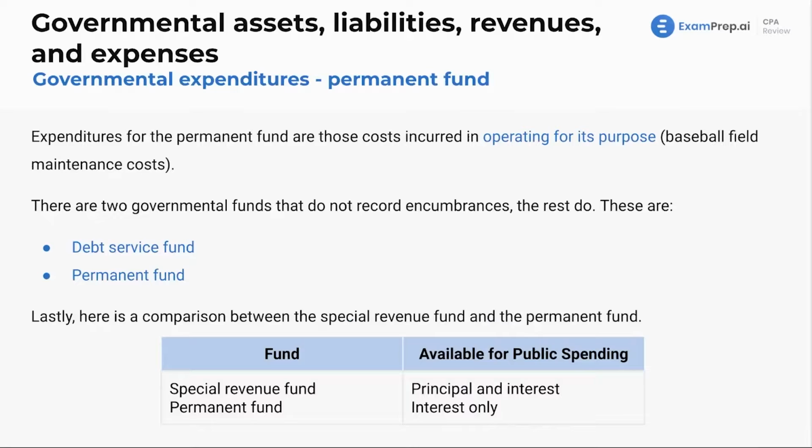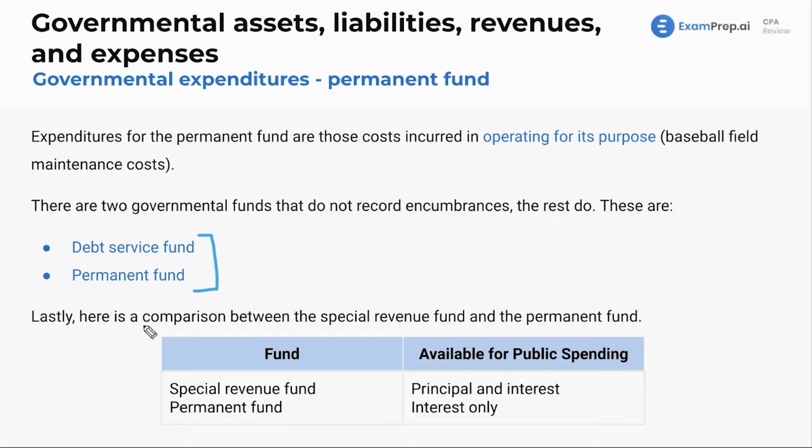Now, what about expenditures for the permanent fund? Expenditures for the permanent fund are those costs incurred in operating for its purpose. Wouldn't you know it? I mentioned the baseball field, so baseball field maintenance costs. There are two governmental funds that do not record encumbrances, and the rest do. The two that do not are the debt service and the permanent fund, because with these, there's nothing to commit, there's nothing to encumber, there's nothing to reserve. So nothing is done there.